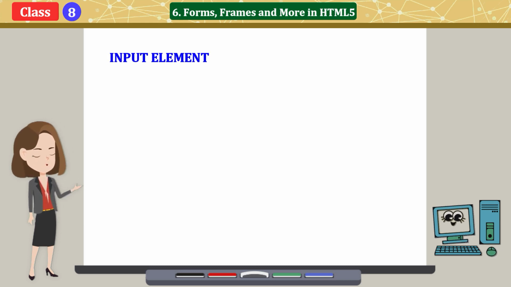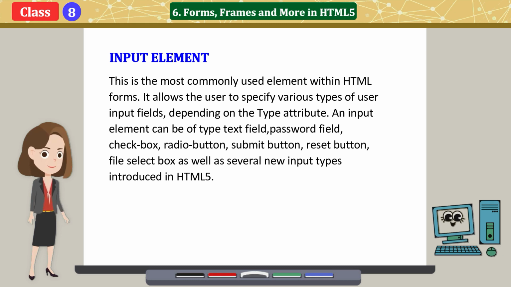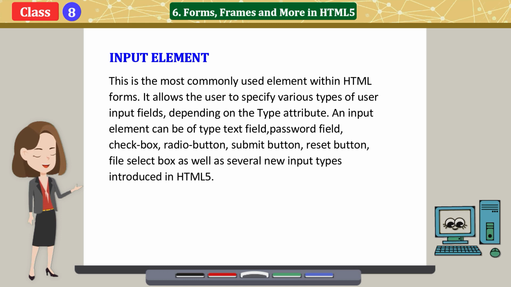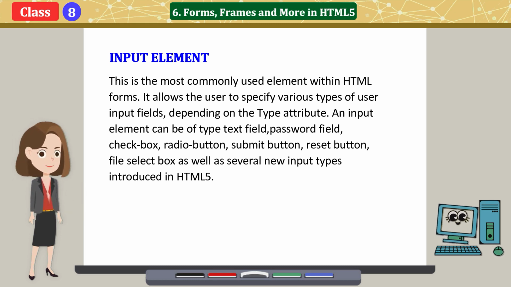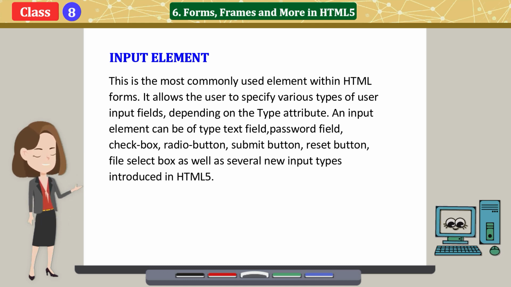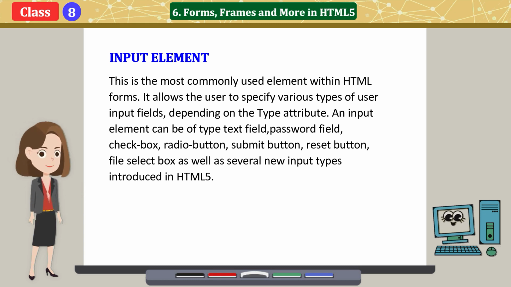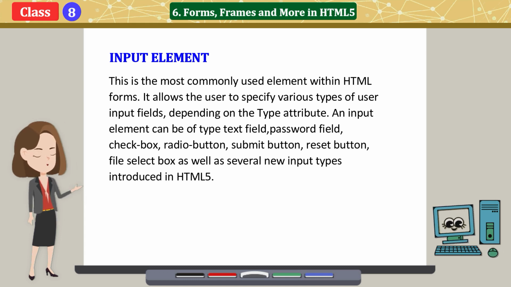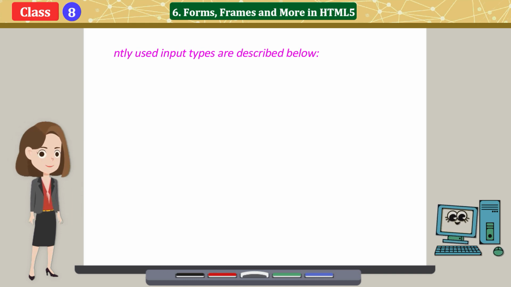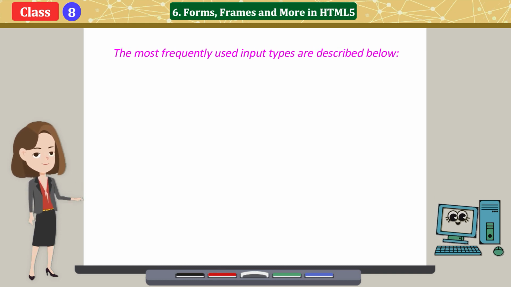Input element. This is the most commonly used element within HTML forms. It allows the user to specify various types of user input fields depending on the type attribute. An input element can be of type text field, password field, checkbox, radio button, submit button, reset button, file select box, as well as several new input types introduced in HTML5. The most frequently used input types are described below.